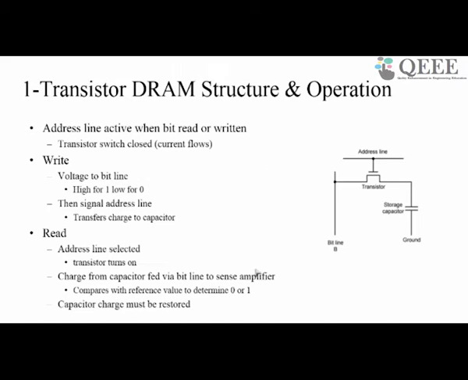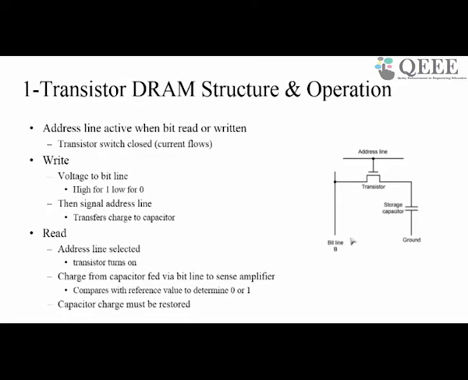We can also construct a one transistor DRAM structure. The address line is basically used to select the transistor. Then there is a storage capacitor which denotes whether a bit 1 or 0 is stored. If the capacitor holds the charge, then it is 1. If it has discharged, then it is 0. The write operation works as follows.